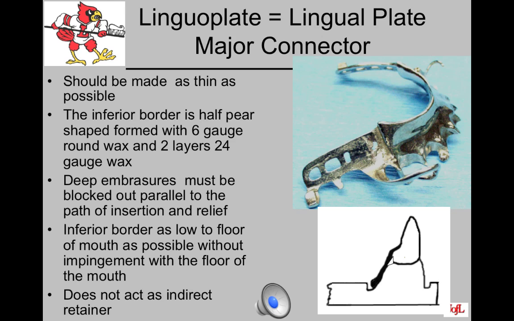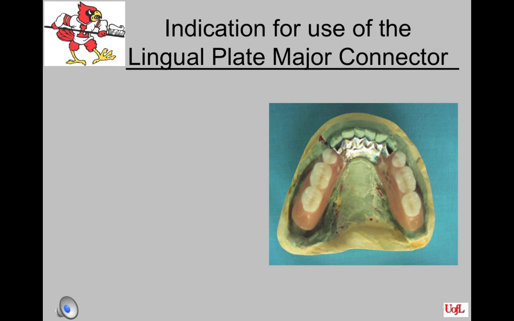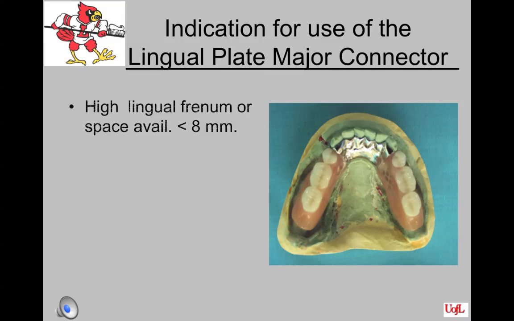It does not have rest seats prepared on each of those teeth. There will be a rest at each end of the major connector, but by definition, the indirect retainer must have a positive rest seat. The indications for use of the lingual plate major connector are: if you have a high frenum attachment and the space available is less than 8 millimeters, the lingual plate is indicated.